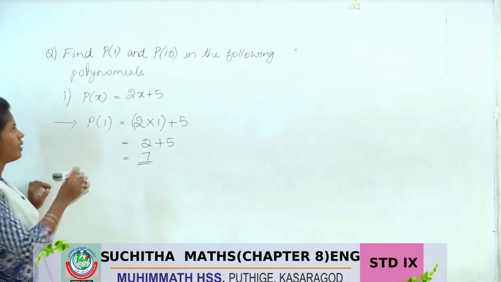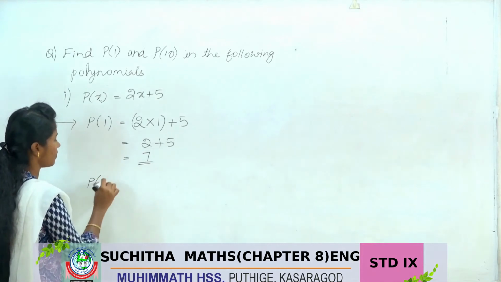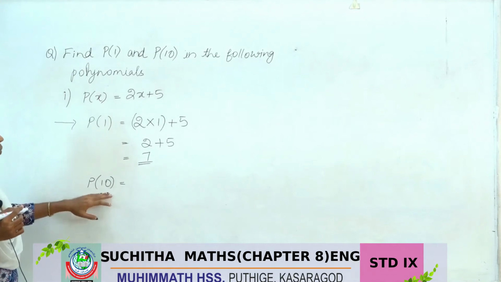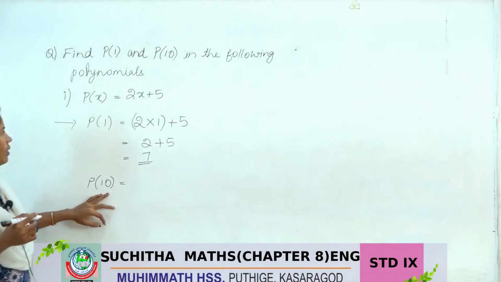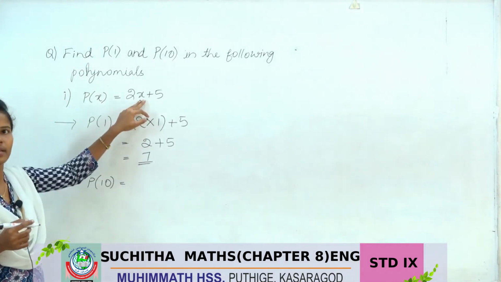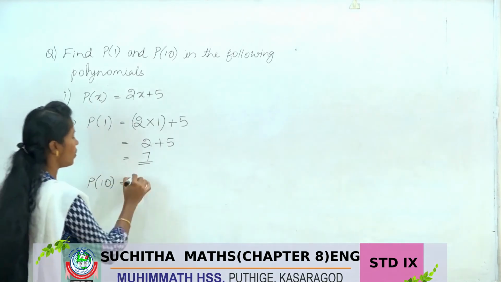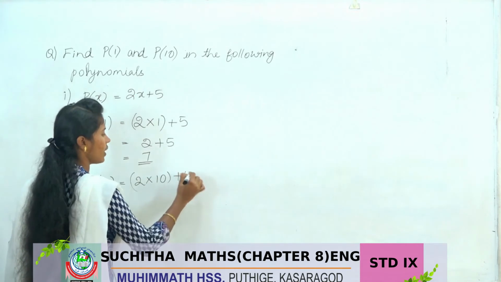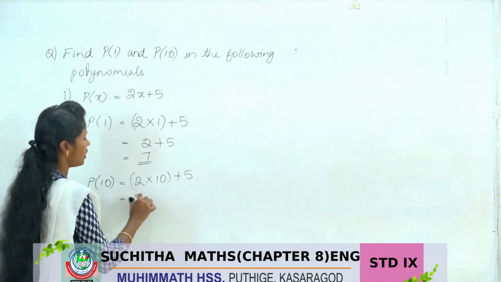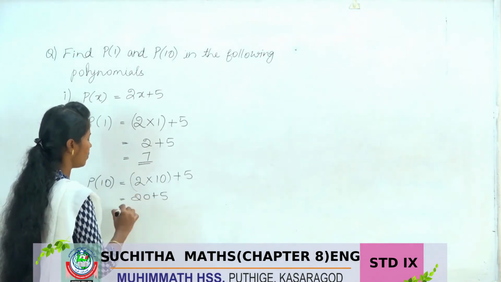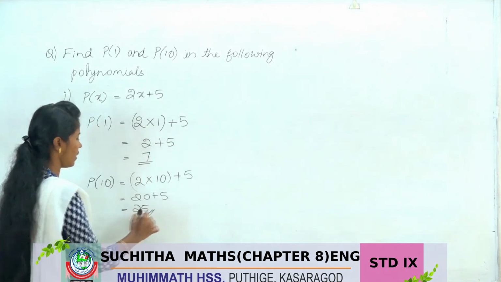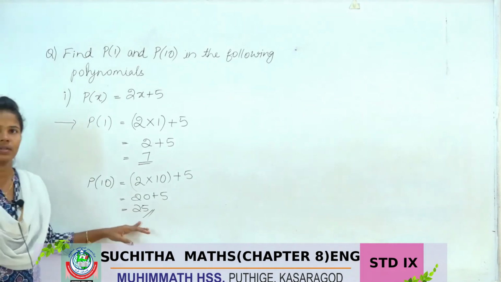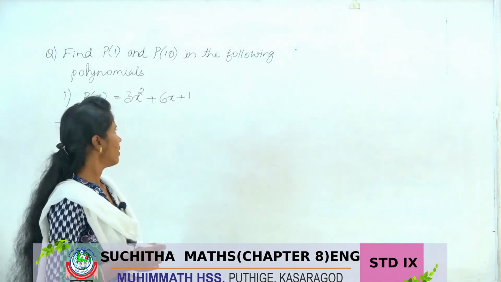And then P of 10. Here the value of x is equal to 10. So apply 10 in the place of x. Okay. So 2 into 10 plus 5. So 2 into 10 is 20. 20 plus 5 equal to 25. Therefore, the value of P of 1 is 7. P of 10 is 25. Now, the second one.